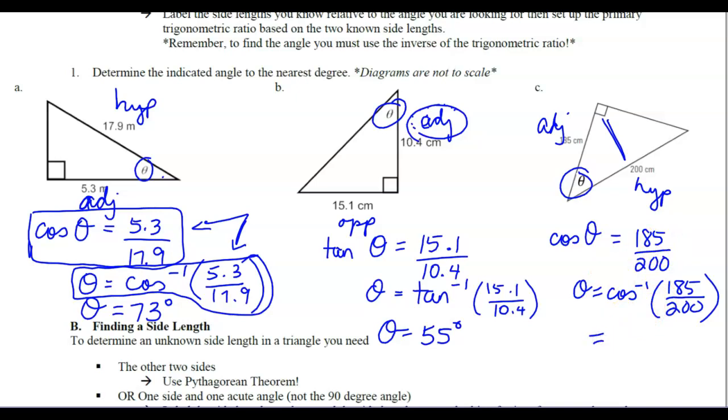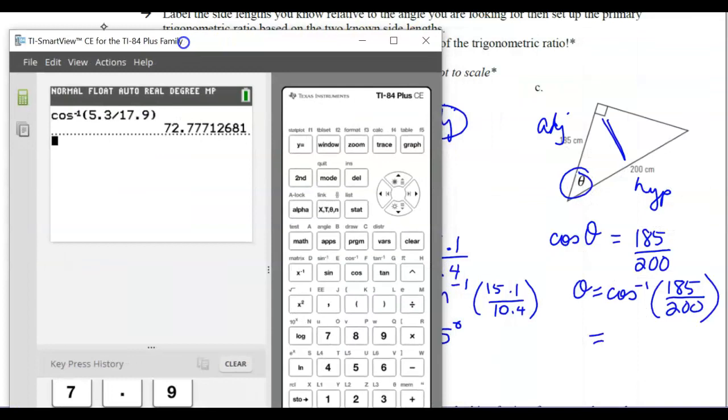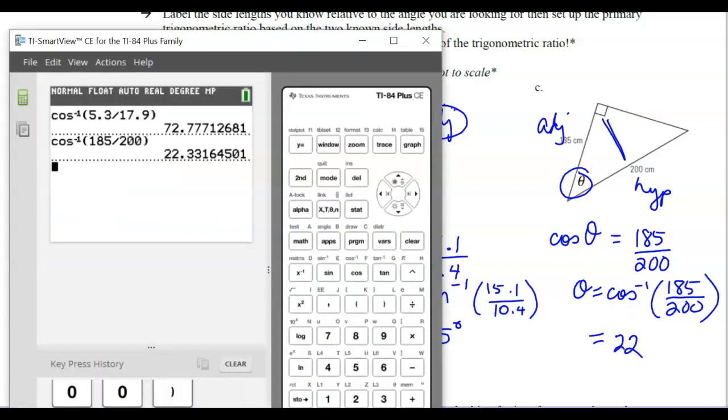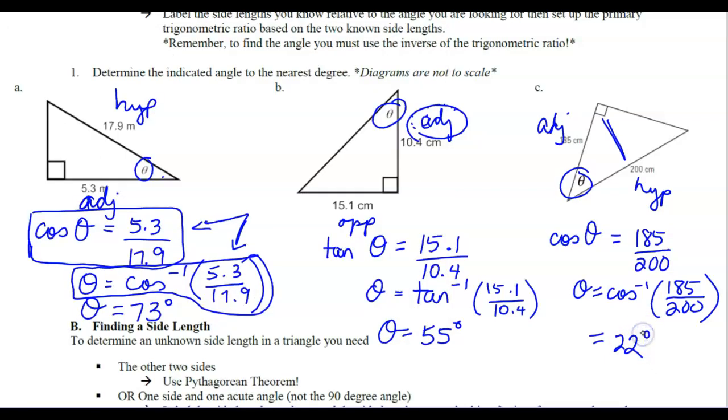So now I'll go back to my TI and I'll do second cos 185 divided by 200. Okay, and that is 22 degrees. Oh, is it? Let me erase that. Yeah, I covered it up. Oh, it is 135. Okay, sorry about that. So let's fix this number here.